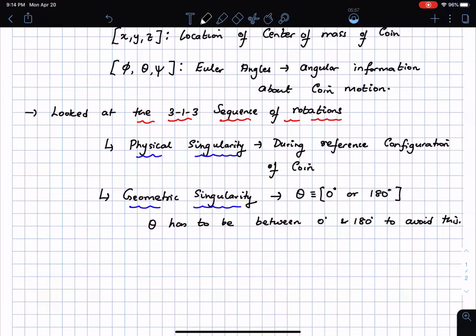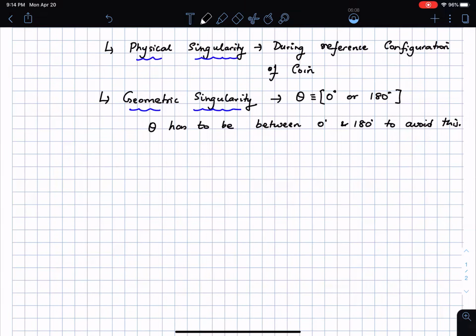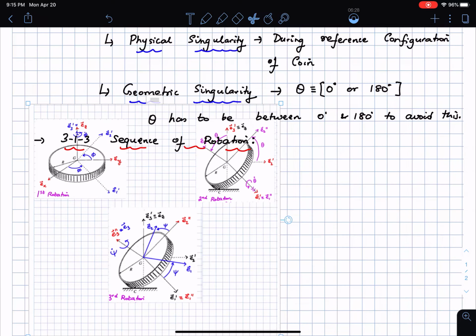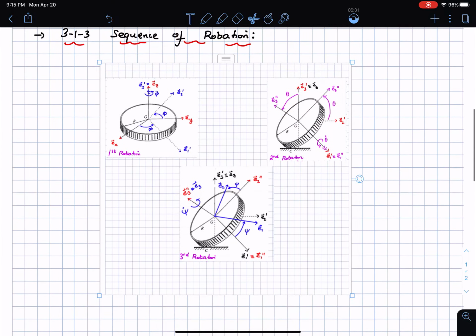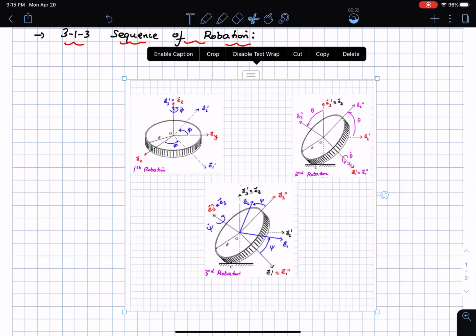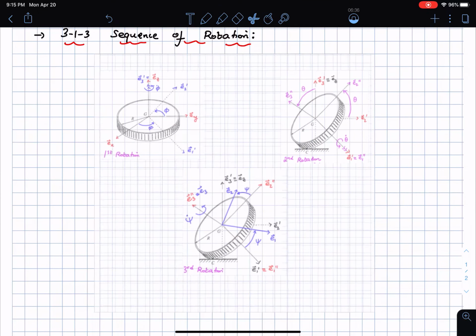All right, so these are the things that we saw, and we also looked at the rotation matrices for the 313 sequence. I'm just going to very briefly and quickly write them out and also show you the 313 sequence here. If I can bring in my figure from the previous time, I had it copied, so I'm just going to paste that here. I hope you can all see this clearly. I'm just going to maybe expand it a little more.